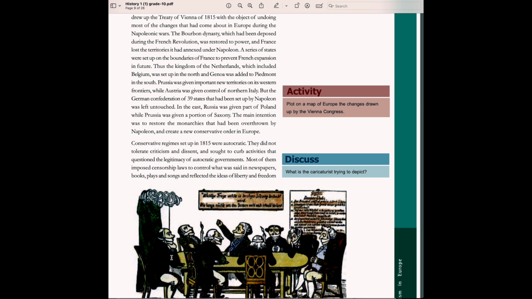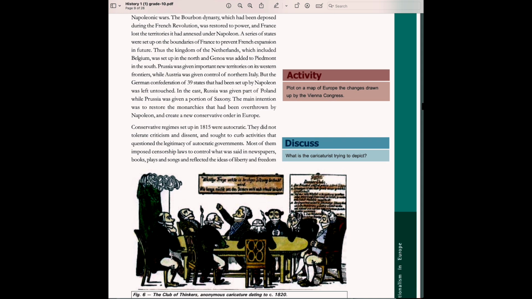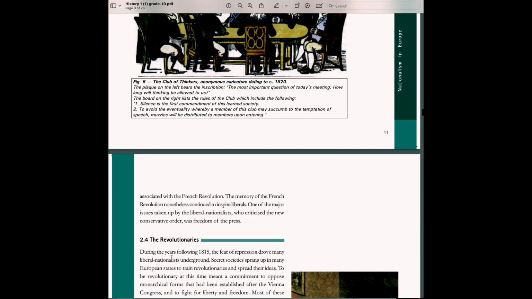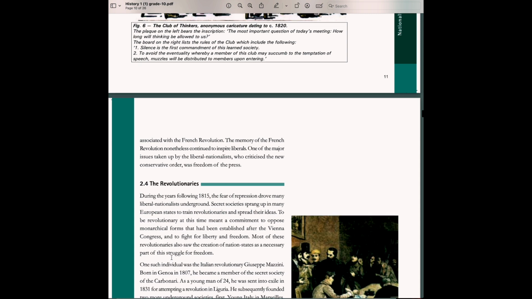Conservative regimes set up in 1815 were autocratic. They did not tolerate criticism and dissent and sought to curb activities that questioned the legitimacy of autocratic governments. Most of them imposed censorship laws to control what was said in newspapers, books, plays, and songs, and reflected the ideas of liberty and freedom associated with the French Revolution.